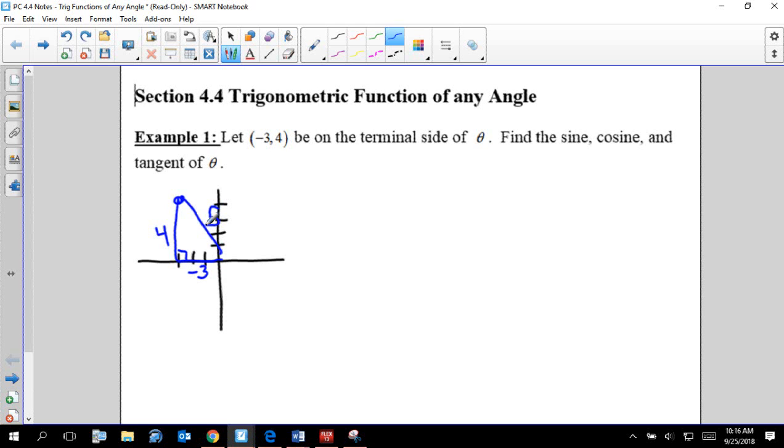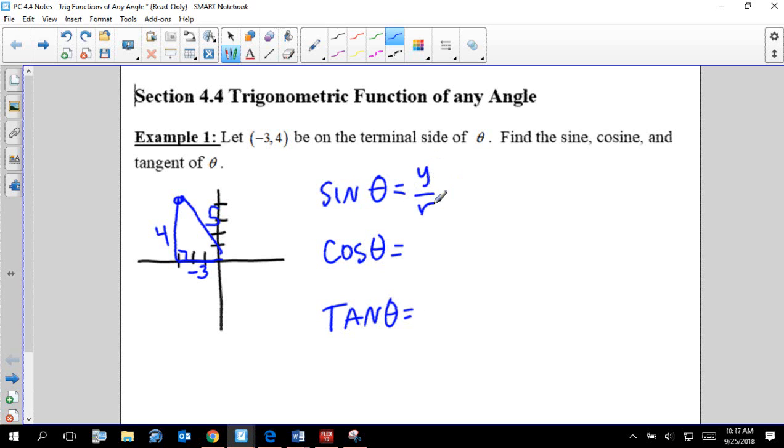All right, then we're just finding the sine, cosine, tangent. Let's do that. You can do more if you want. Sine of theta is y over r.